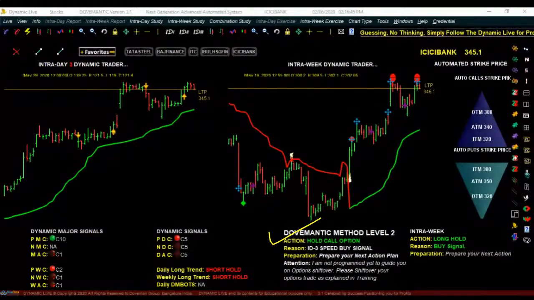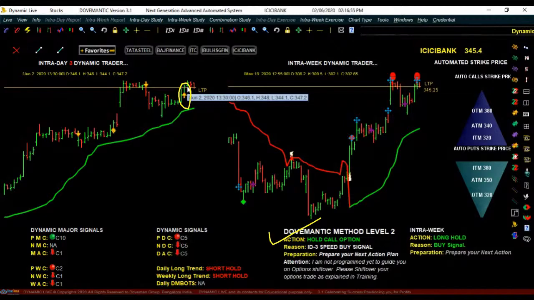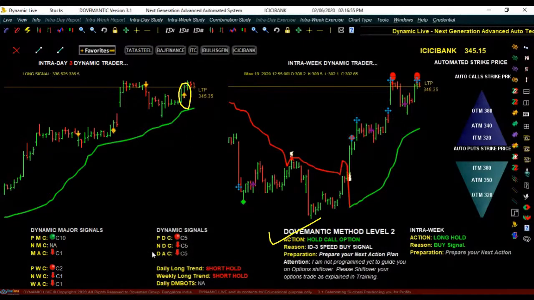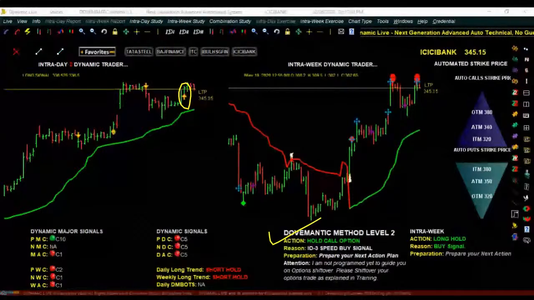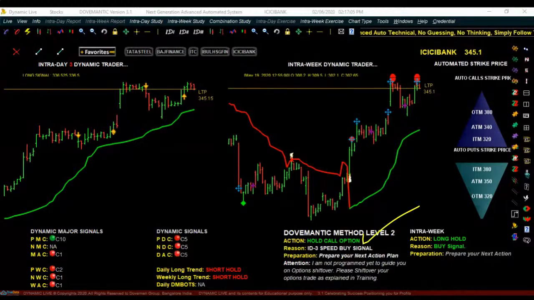Now in ICICI Bank, you can see here it is written as hold call option. Just sometime back, it had told us to buy a call option. When it said buy a call option, it was at 1 o'clock today, June 2nd. The price was around 346.10. You would have taken a long in futures or bought a call option. Now it is trading at 345.15. But just hold on because it is telling you to hold the call option. At some point here, it will be written as exit call option now. Until then, simply hold on to your call option. Got it? So this is about ICICI Bank.